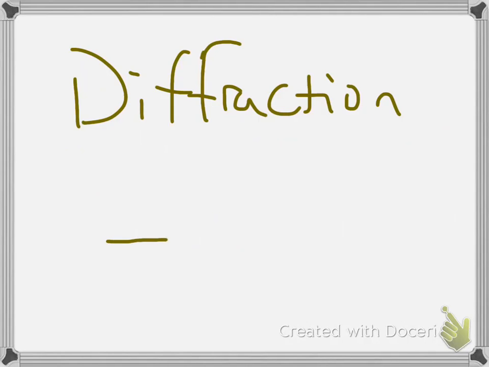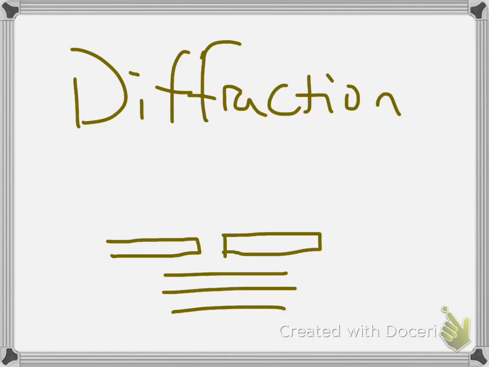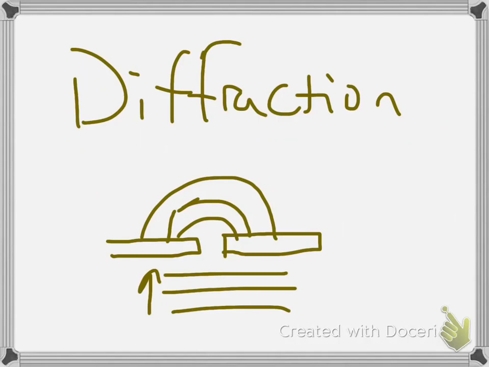So if you have two barriers, and you have a series of waves coming through that barrier, they're heading in this direction. As they go through that barrier, they curve. The friction between the barrier and the medium itself starts to curve that wave, and so that's called diffraction.